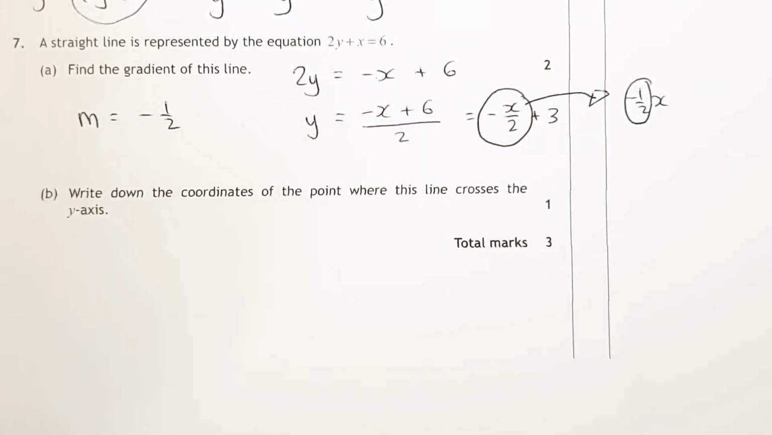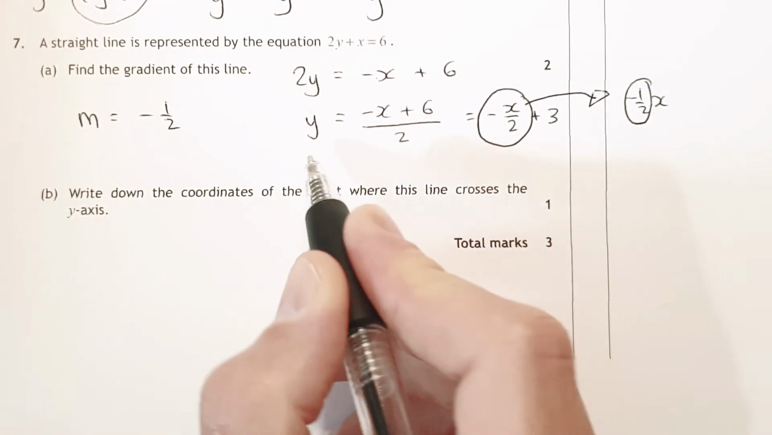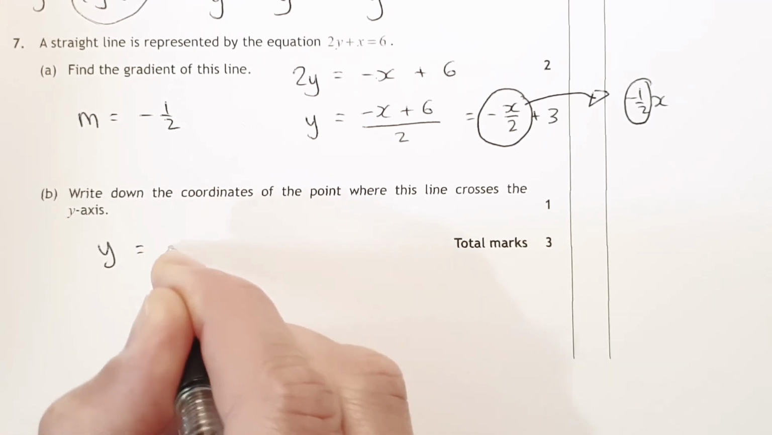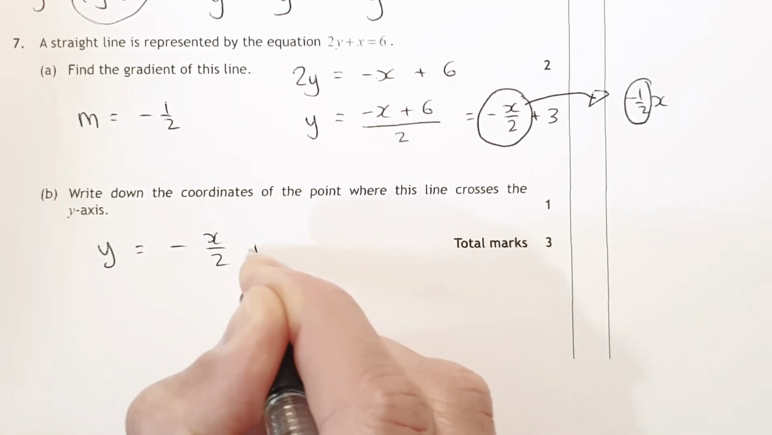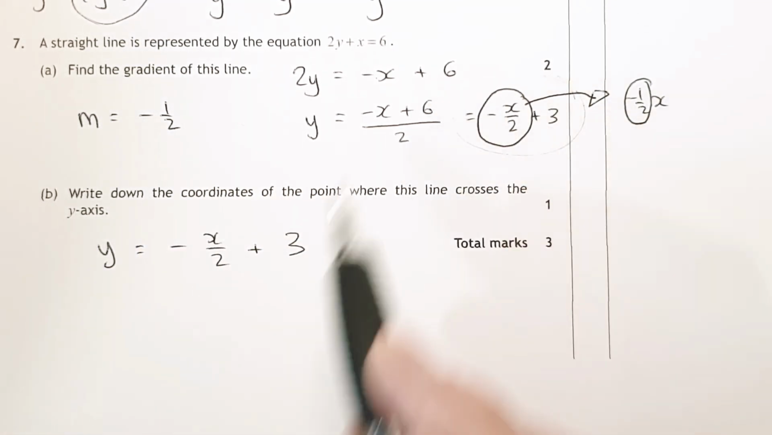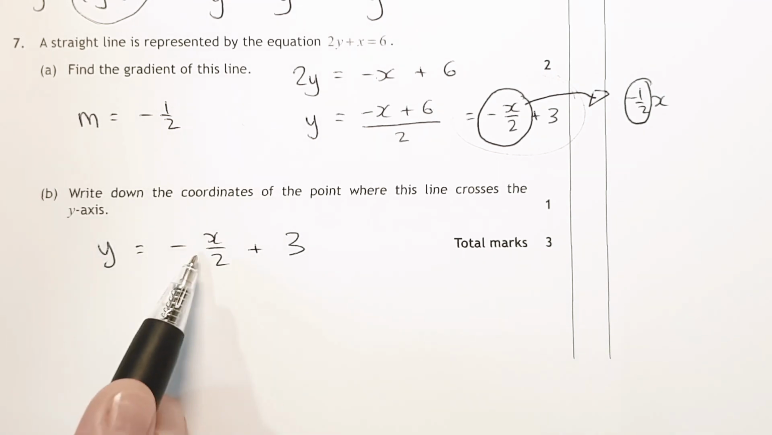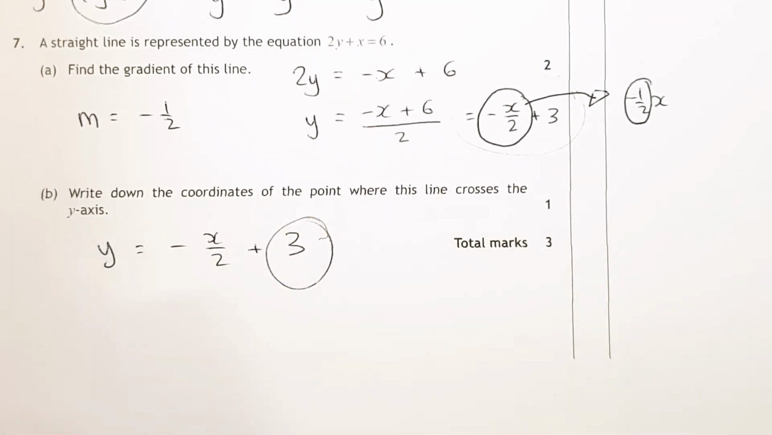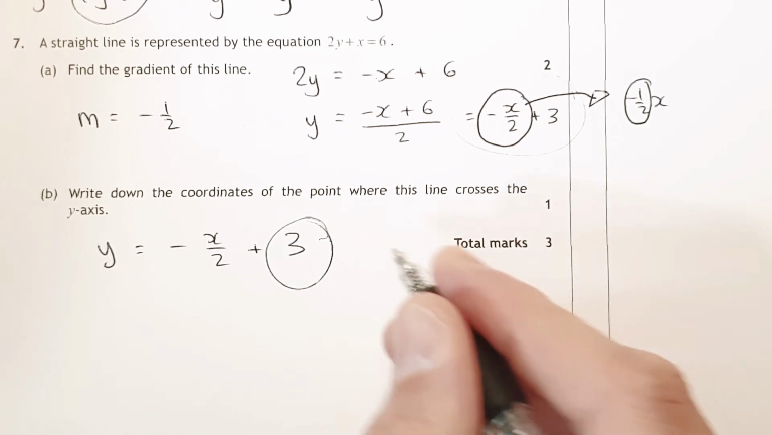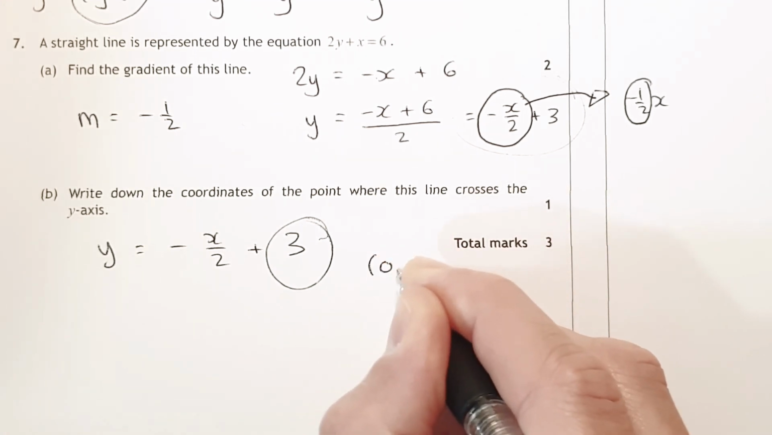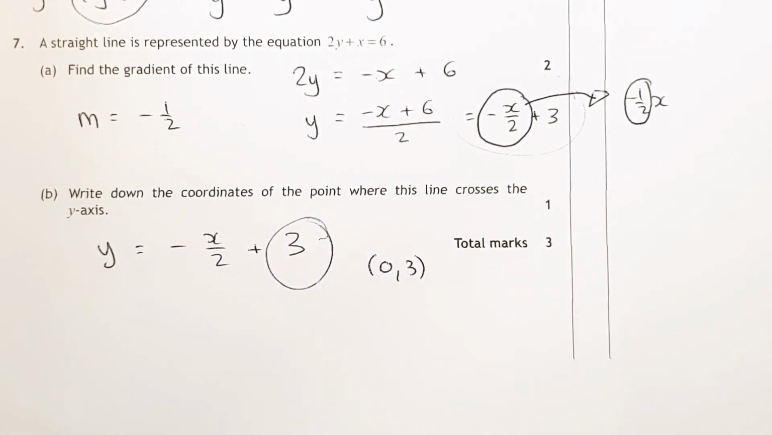In B, write down the coordinates of the point where this line crosses the y-axis. Well, at this point, we've got y equals negative x over 2 plus 3 when we've rearranged it all here. The negative a half gave you the gradient, but this number on the end here gives us the y-intercept, so it's going to be 0, 3. Now if you just write 3, you're not going to get the answer correct because it is a coordinate it's looking for, so you must put 0, 3, not just 3.